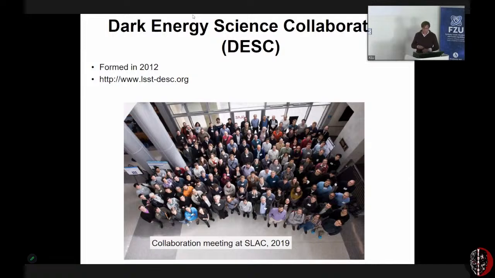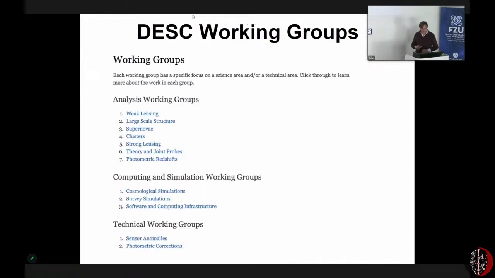So there are science collaborations around the observatory itself, and people working at the LHC can build parallels: the observatory is an accelerator, and then there are detector collaborations taking data. The Dark Energy Science Collaboration was created more than 10 years ago. That's a photograph of one of the collaboration meetings. There are more people now. It has analysis working groups, a computing and simulation working group, and a technical working group. For a long time, I was convening the sensor anomalies working group in this collaboration.